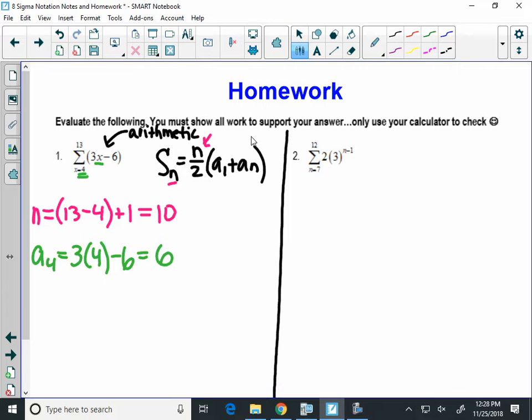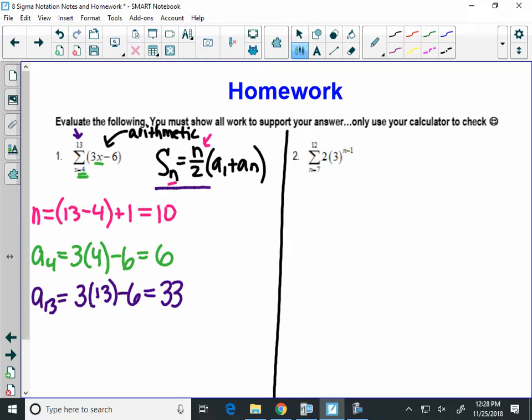Then I need to find a sub n, my last term that I'm adding up, which is the 13th term, a sub 13. Well, 3 times 13 is 39, minus 6 is 33. So you're adding up the 4th term to the 13th term, which are 6 to 33.